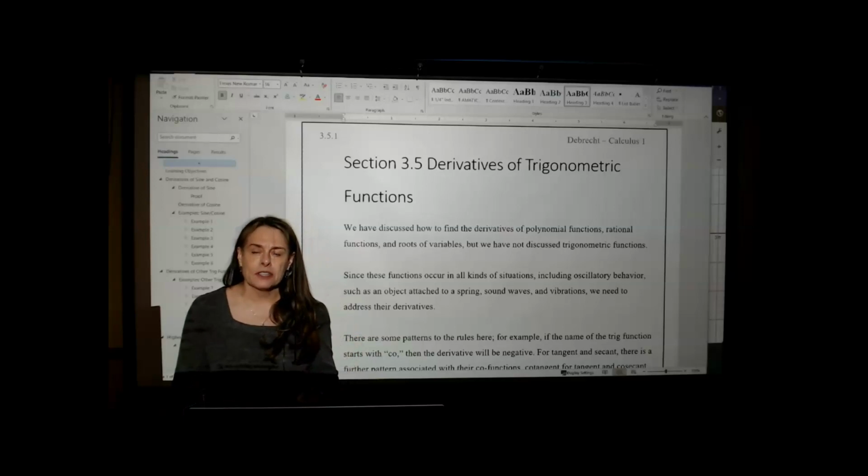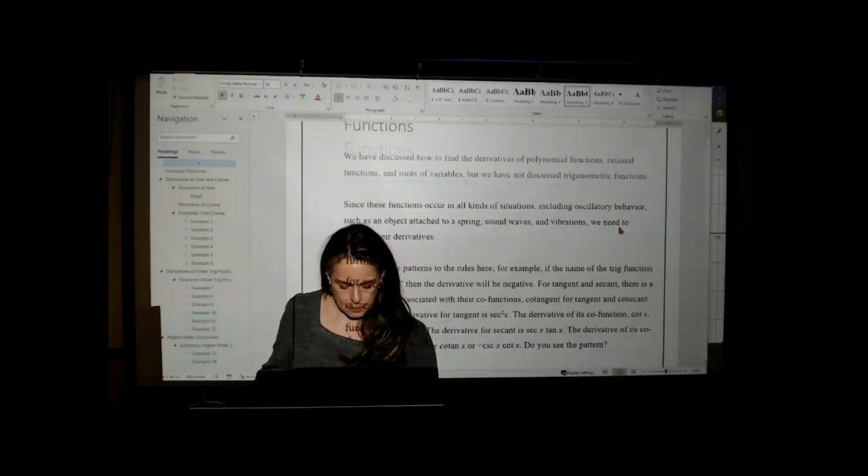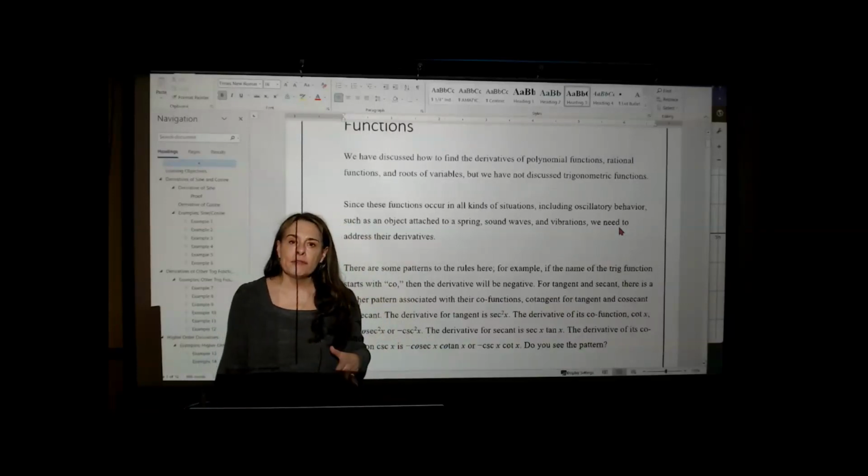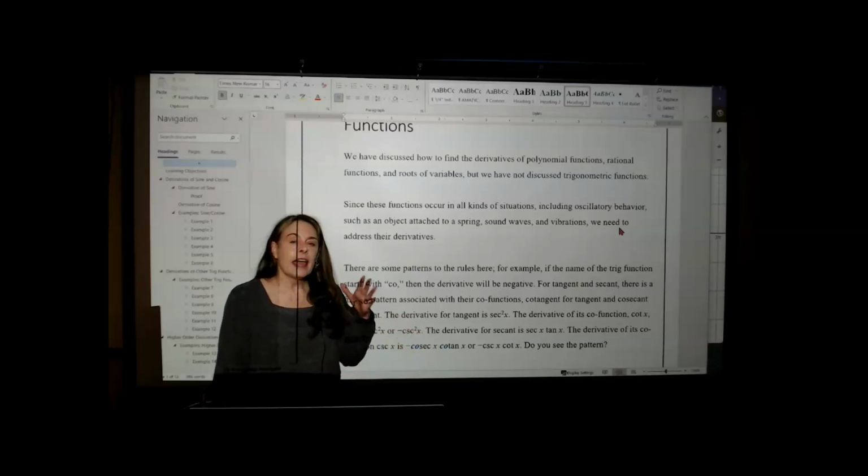Now, there are some patterns that we're going to see here. For example, when we consider tangent and secant, they have cofunctions. The cofunction of tangent is cotangent, and the cofunction of secant is cosecant. Any derivative that starts with co is going to have a negative attached to the derivative. So the derivative of cosine is negative, the derivative of cotangent is negative, and the derivative of cosecant must be negative. The other three, in fact the primary three, sine, tangent, and secant, are all positive.